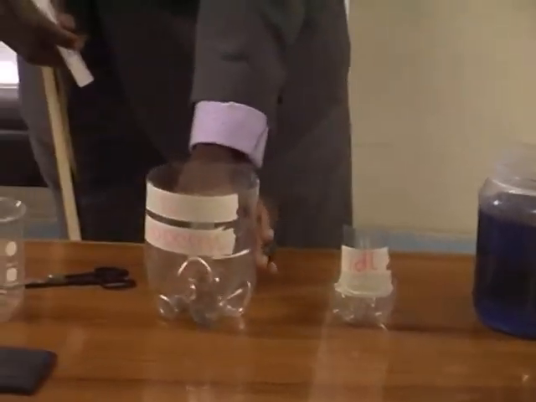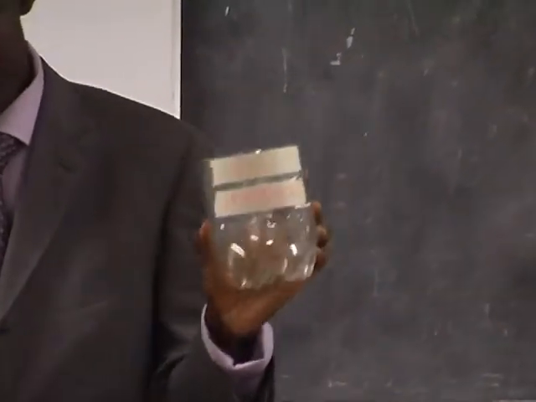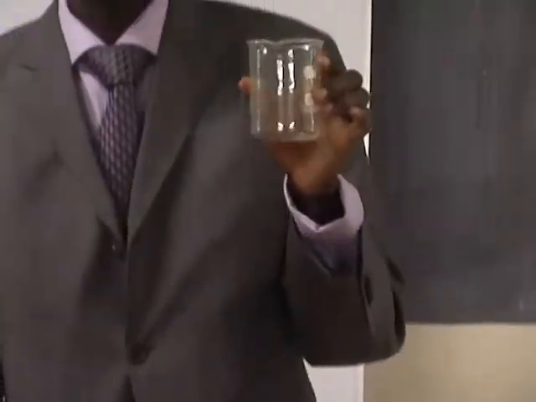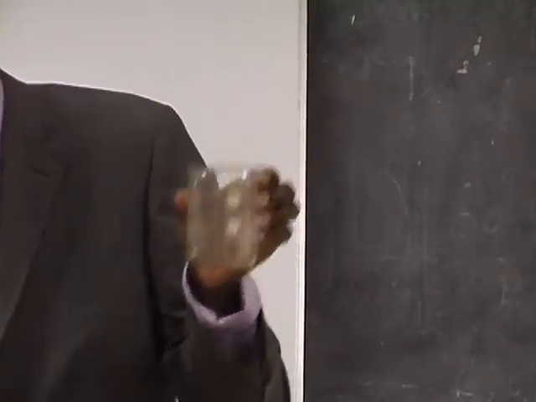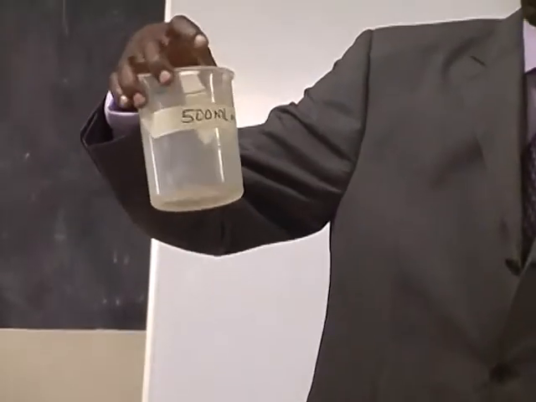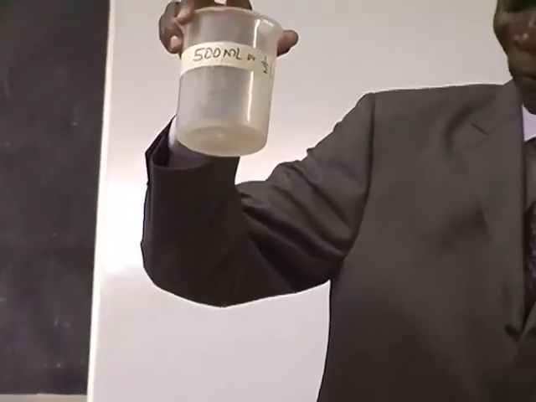We also have the fourth container that is marked 1 liter. We also have a measuring cylinder that is marked 250. And lastly, to the right, we have a container that is marked 500 milliliters or a half of a liter.